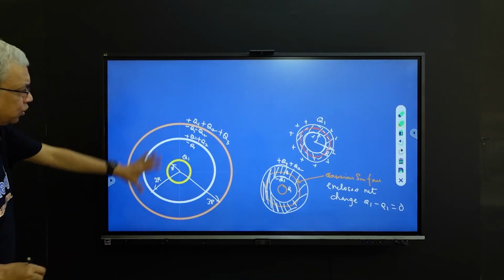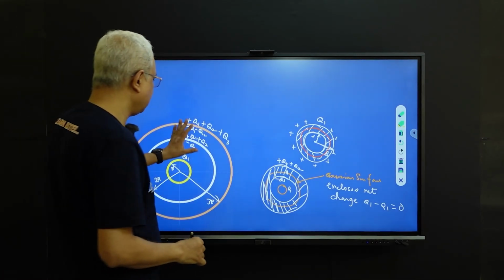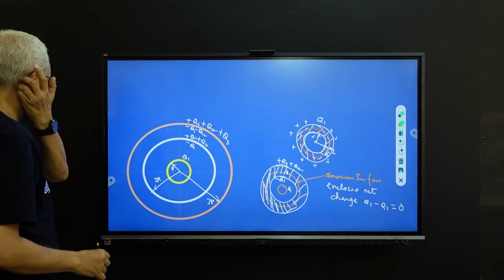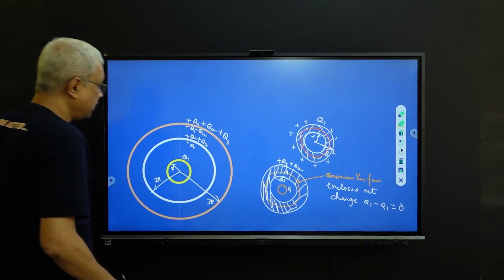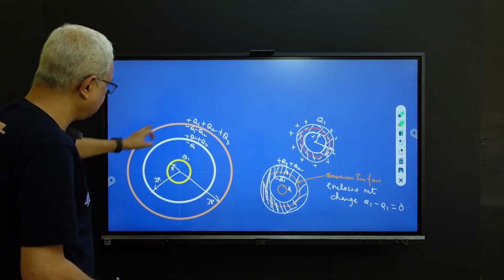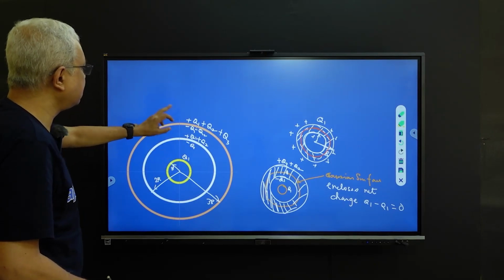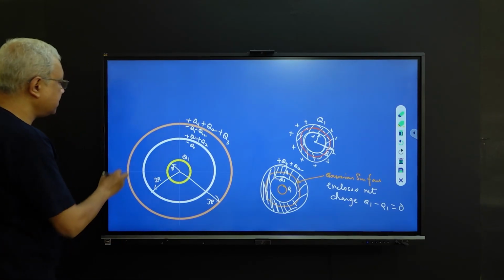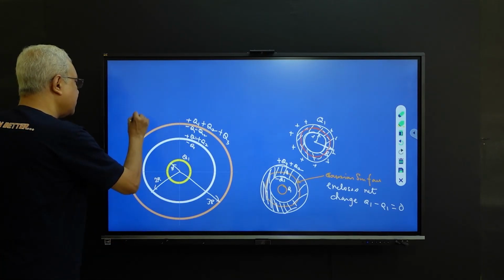So the charge distribution of the spherical shells will be like this. The three spherical shells will be like this. See, such a charge distribution ensures that there is no field inside the metallic region. This region is metal.